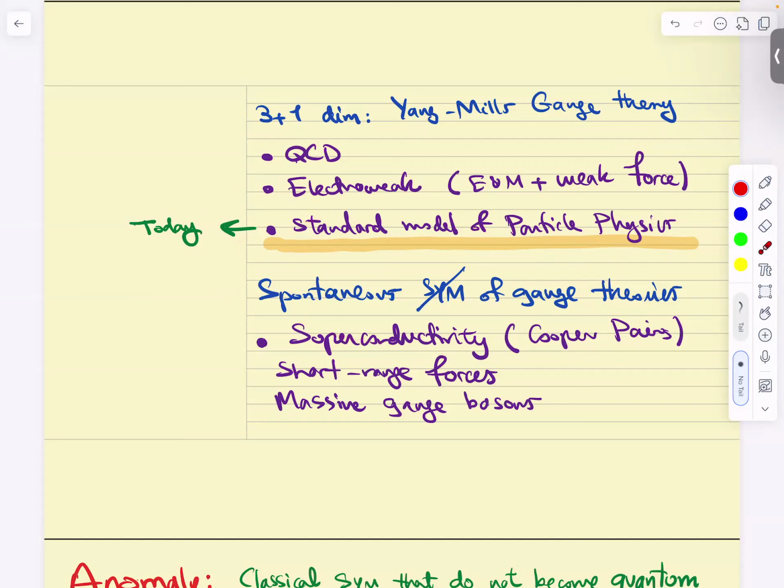We also discussed spontaneous symmetry breaking of gauge theories. We talked about how it's used to model superconductivity, Cooper pairs. And the key idea over there, I promise you, is going to play an important role in the Standard Model.